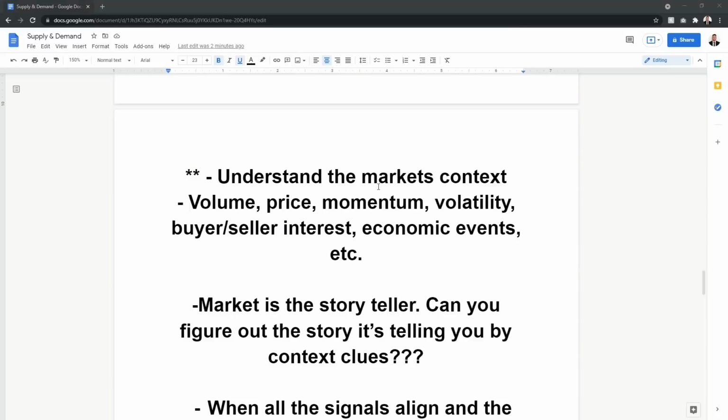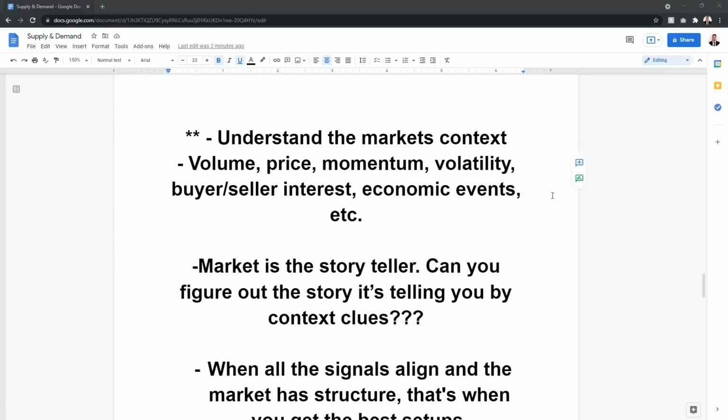The biggest component to this video is understanding the market's context. It's a component that not a lot of traders understand, and it's something they definitely lack. And in my opinion, it's one of the top three most important things that I look for before I enter any single trade.